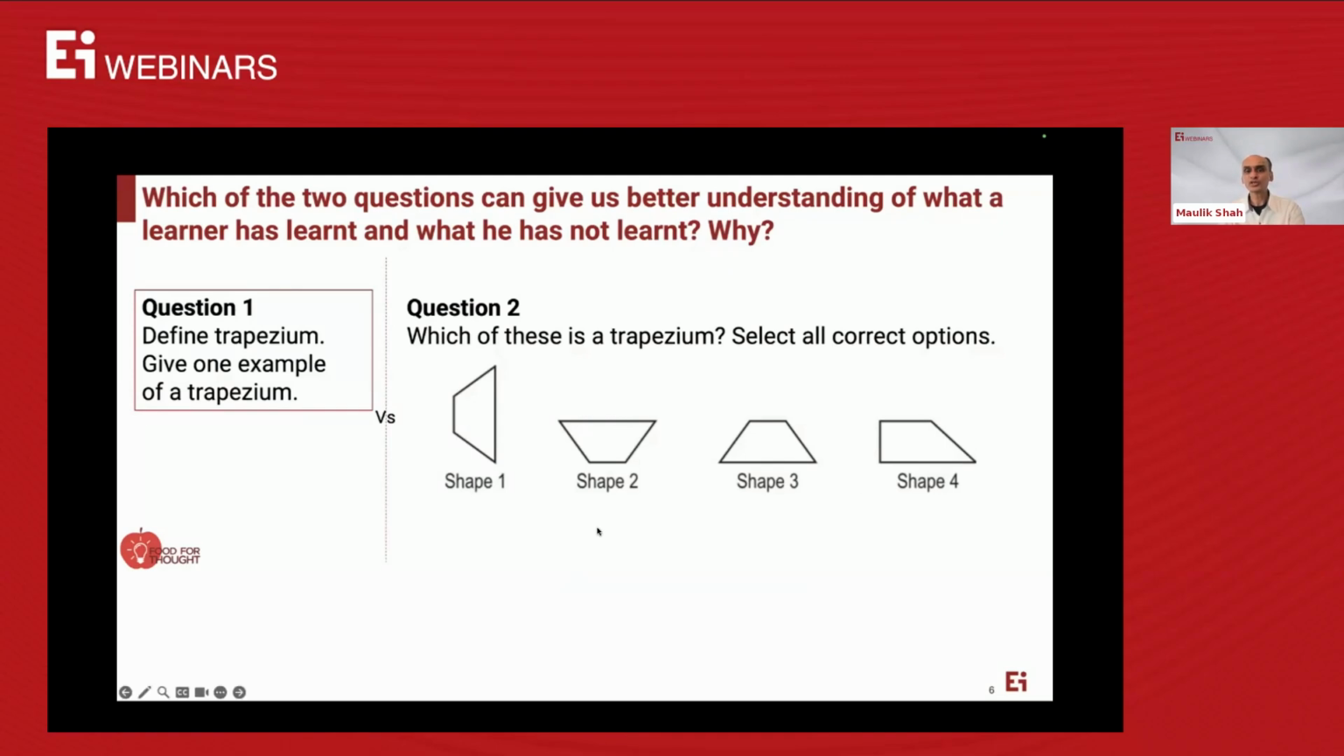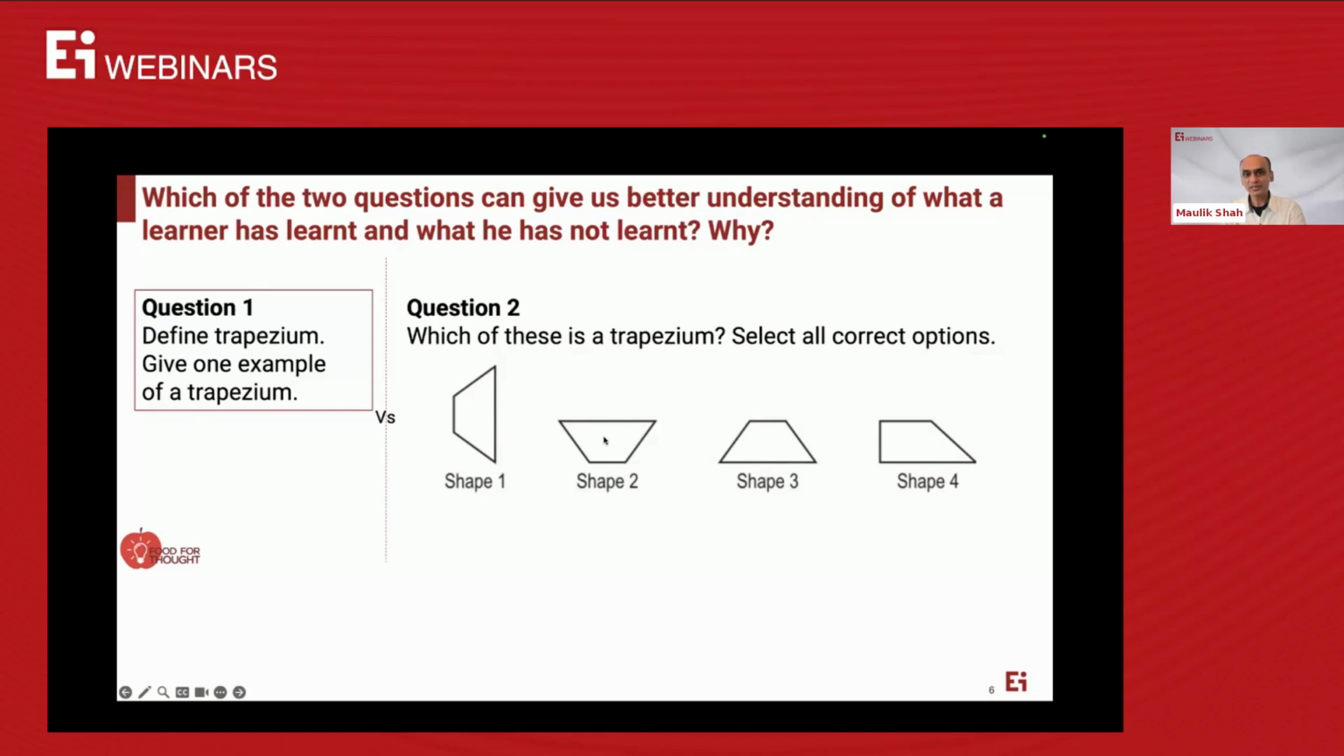Which of the two questions on the screen gives us a better understanding of what a student has learned and what a learner has not learned? Why? Traditional definition, they can recall. The typical example that students will give is one like shape 3, because that is a stereotypical representation they mostly see. The one on the right will stimulate their thinking.